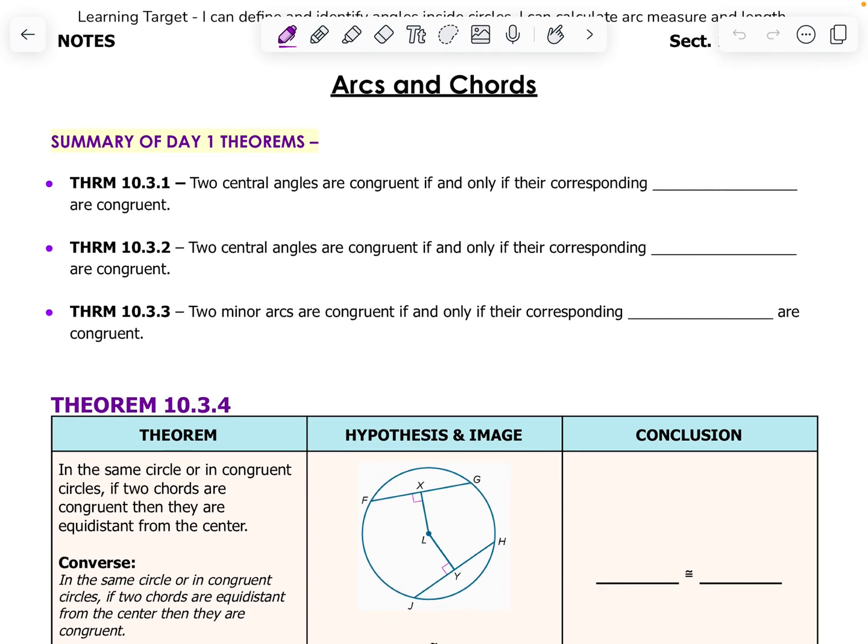For these beginning bullet points, these are just a summary of what we covered on Friday. Two central angles are congruent if and only if their corresponding or intercepted arcs are also congruent. Two central angles are congruent if and only if their corresponding intercepted chords are congruent. And finally, two minor arcs are congruent if and only if their corresponding intercepted chords are congruent. We covered all of that in day 1 of section 10.3. We're going to do a few more things with chords and arcs in circles today.